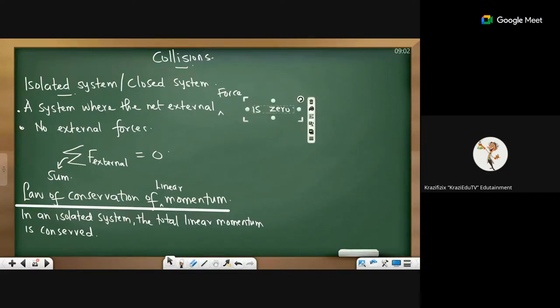A system where the net external force is zero, and the law of conservation of linear momentum states that in an isolated system, the total linear momentum is conserved. Guys, if I go through any question paper, you would see this will be tested. So please, this is what you should know.